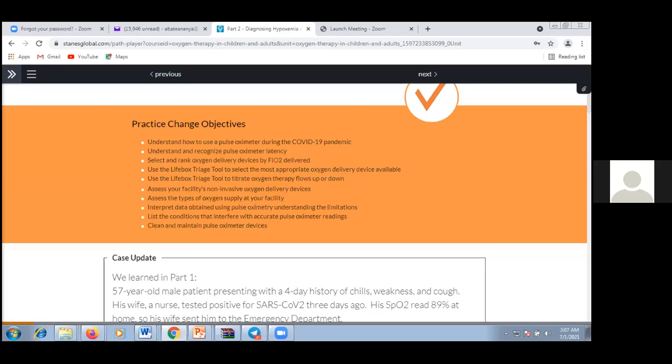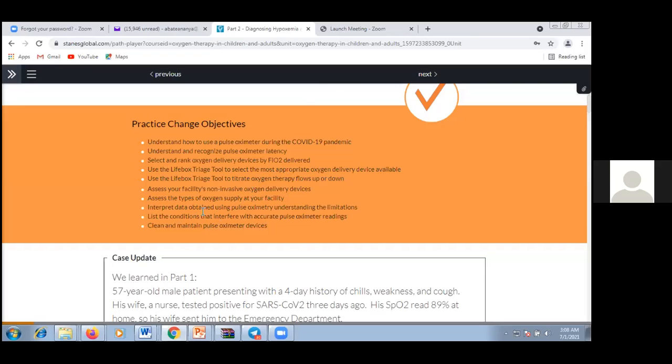We'll rank oxygen delivery devices by FiO2 delivered, and we'll be able to use the Lifebox triage tool. We'll see what the Lifebox triage tool looks like and how to select a delivery device and how to titrate oxygen therapy, when to escalate and de-escalate oxygen therapy. And you'll also be able to assess your facility's non-invasive oxygen delivery devices and type of oxygen supply at your facilities.